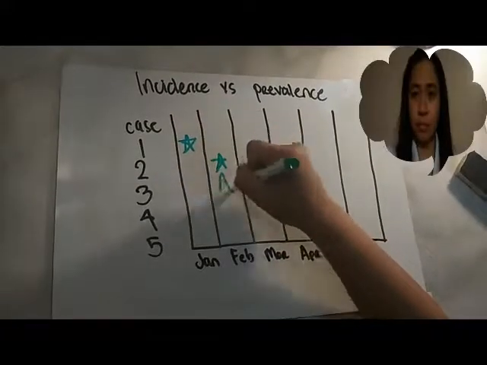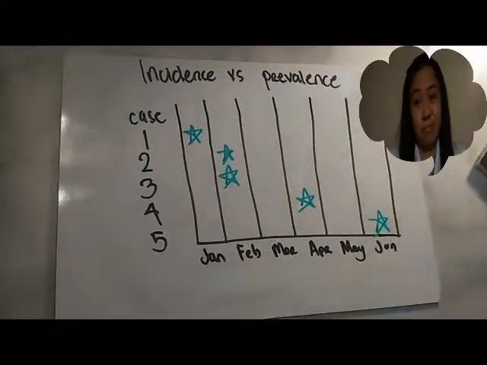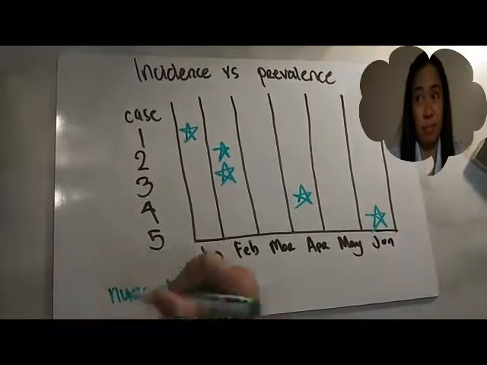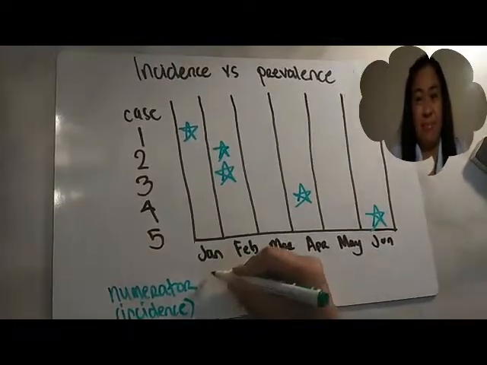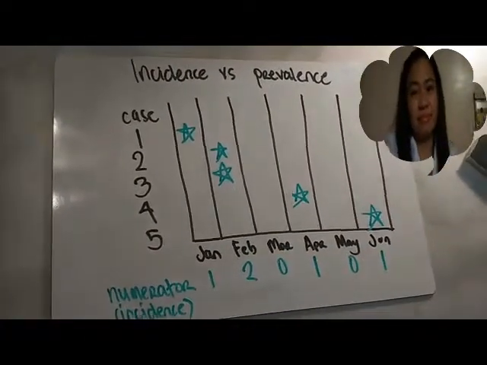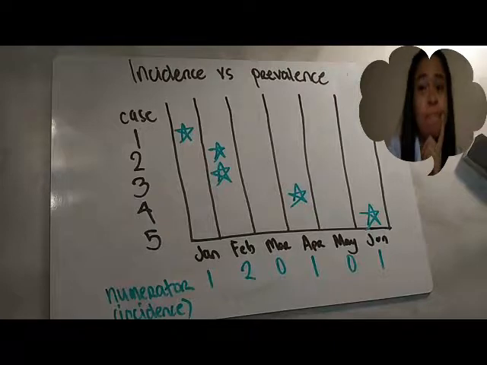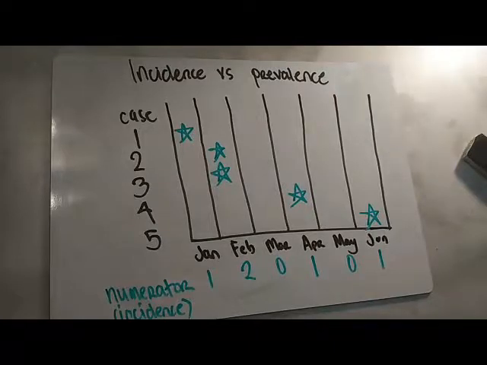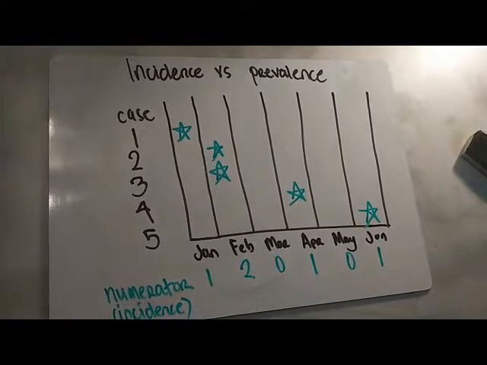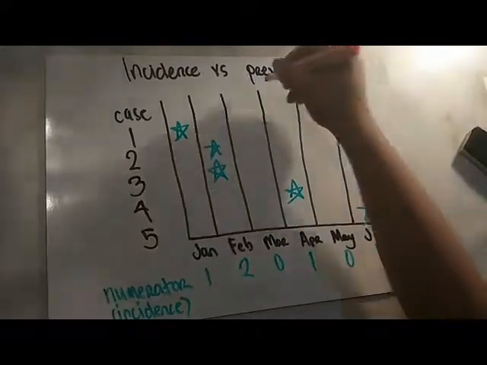One develops the disease in January, 2 in February, 1 in April, and 1 in June. Ignoring the denominator for now, the incident cases or the new cases in January, for example, would be 1, February would have 2, March would have 0, in April we would have 1, and May we would also have 1.